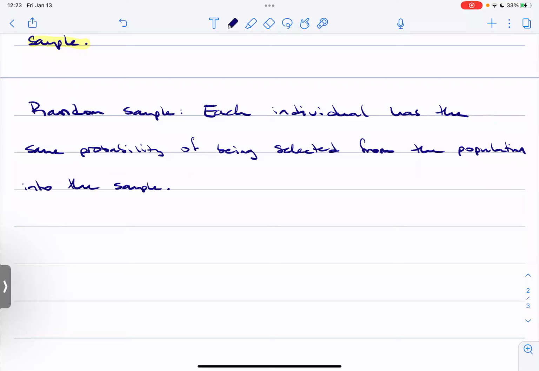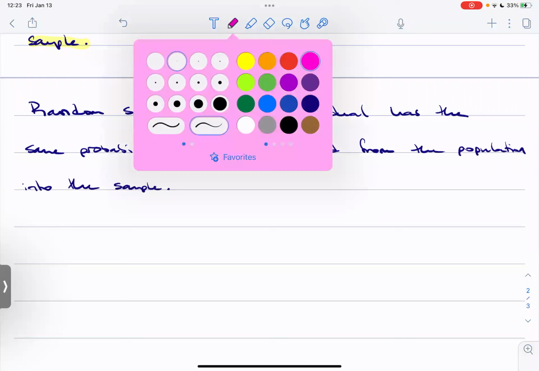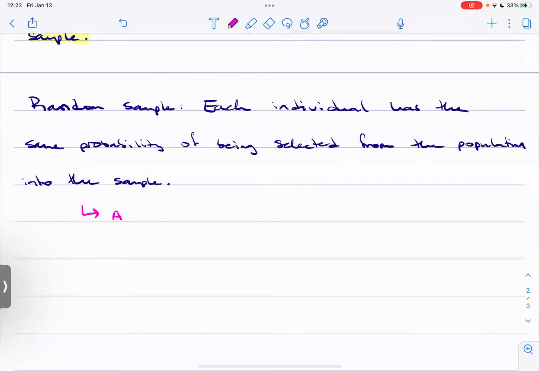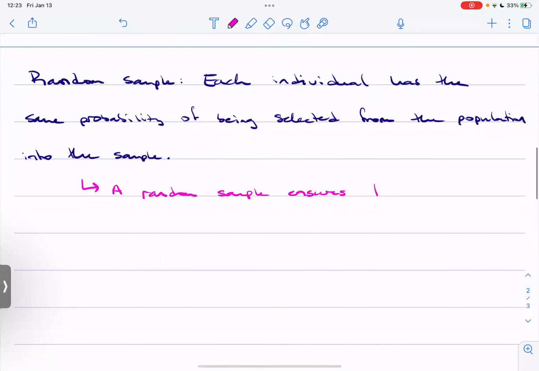And just as a reminder, why is this important? Well, a random sample ensures that the sample is representative of the population.